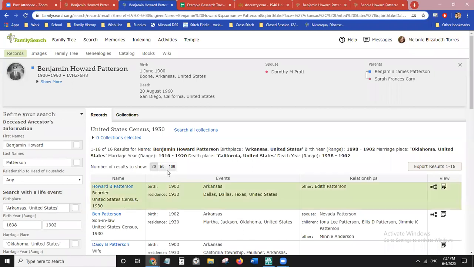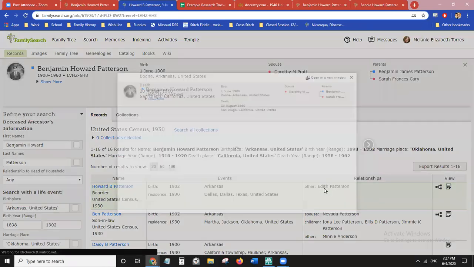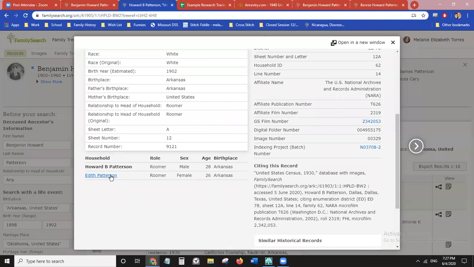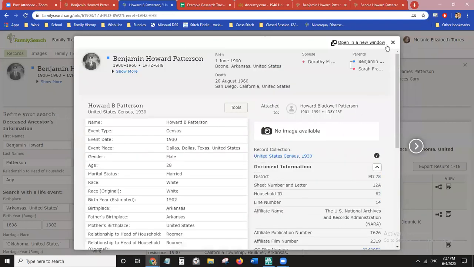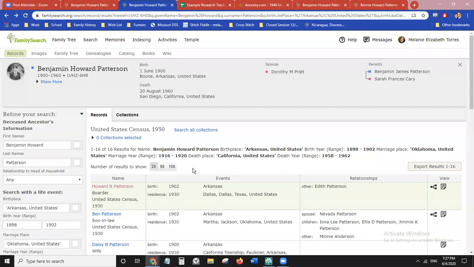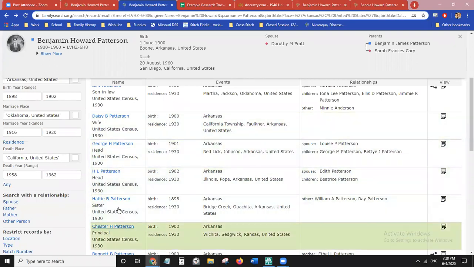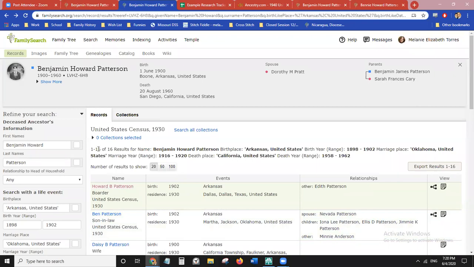When I search the 1930 census, this is what comes up. We have an Arkansas man in Dallas, Texas, born about the same year, but he's going by Howard, and Edith is probably his wife, and we know his wife is Dorothy, and there should be children, so that's probably not our guy. And then we have Ben Patterson, born in Arkansas, living in Oklahoma, and his wife is Nevada, and they have completely different children, so that doesn't look like our guy either. And then we have just totally different people.